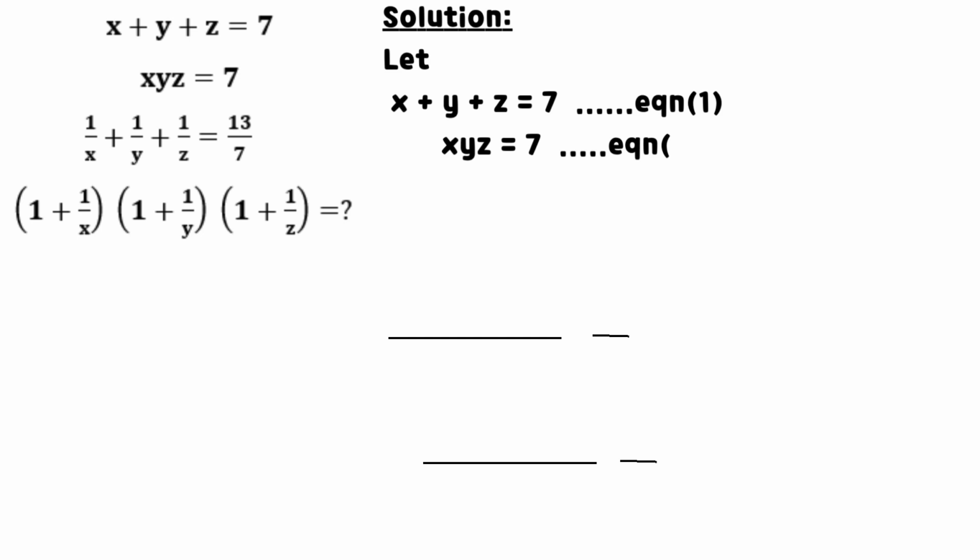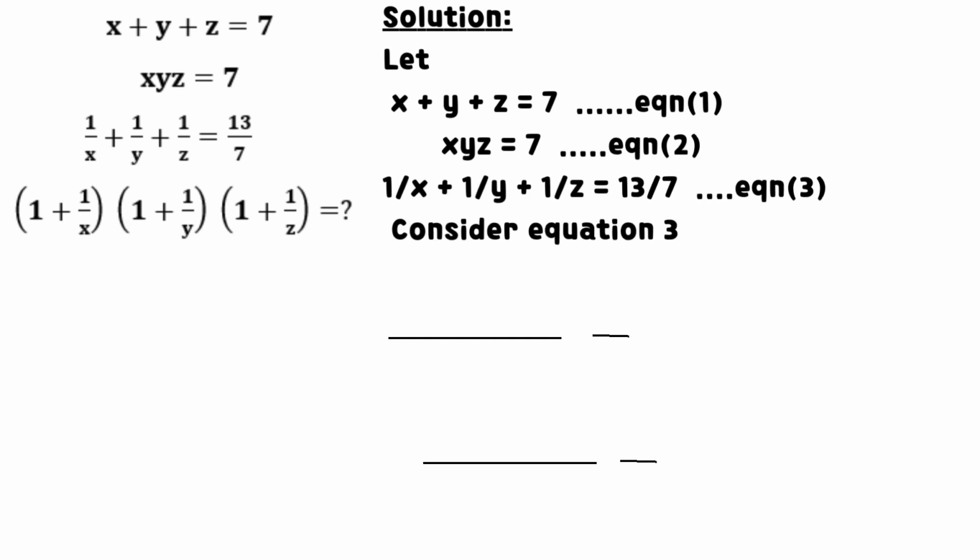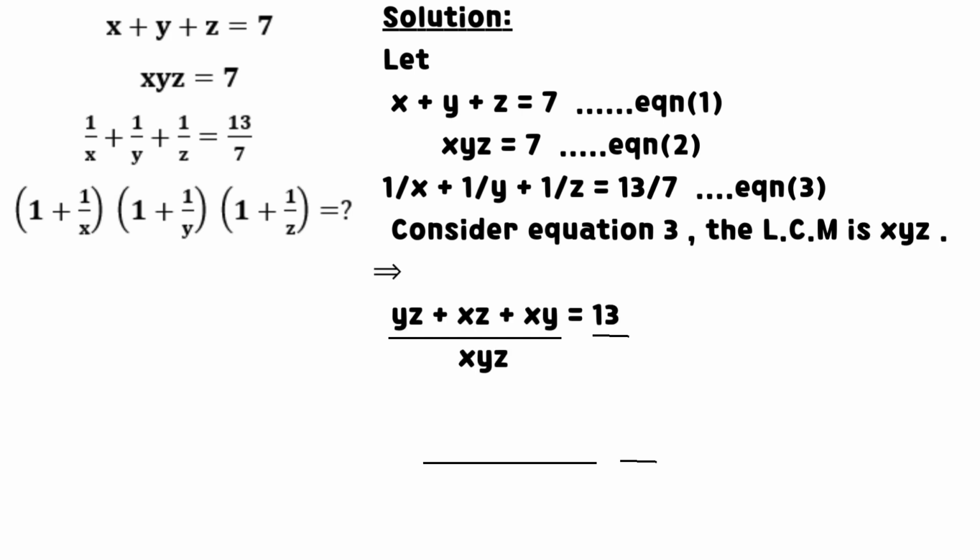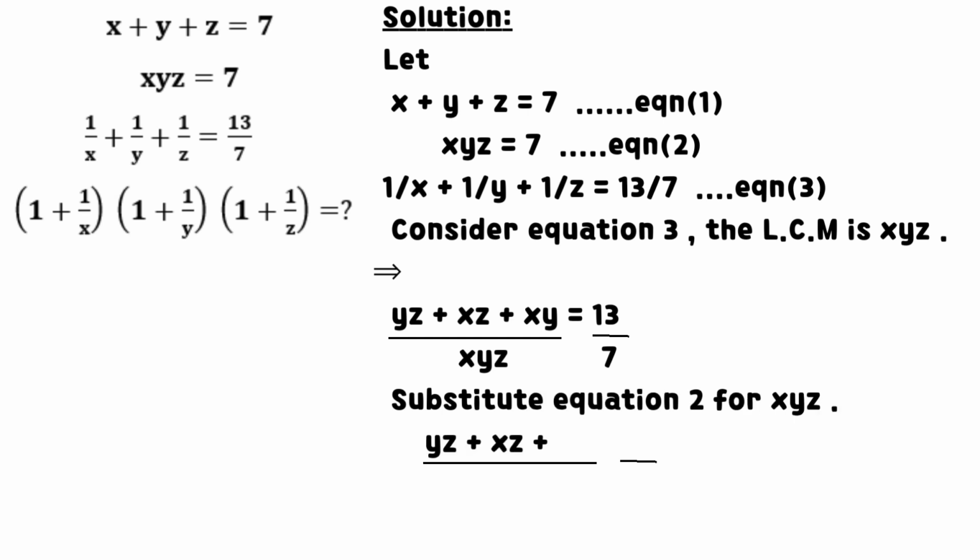Let the sum of x, y, and z equals 7 be equation 1, and the product of x, y, and z equals 7 be equation 2. Finally, the sum of the reciprocal of x, the reciprocal of y, and the reciprocal of z equals 13 divided by 7 be equation 3.